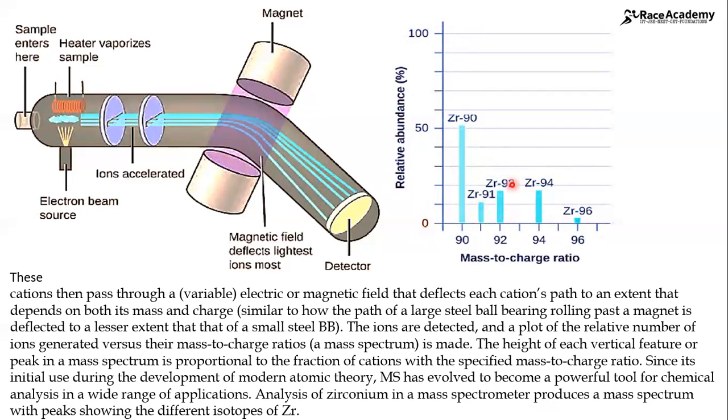That's why the analysis of zirconium in a mass spectrometer gives this type of reading, producing a mass spectrum with peaks showing the different isotopes of zirconium: zirconium 90, zirconium 91, 92, 94, 96. These are the isotopes identified, and their percentage abundance is also calculated. So how to calculate? We'll check it out.